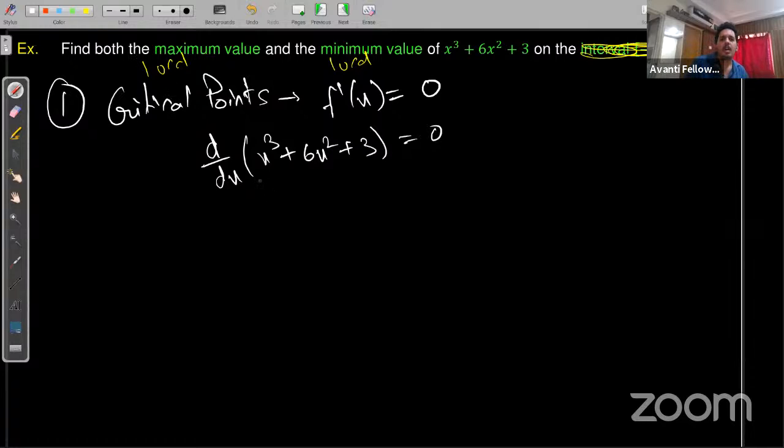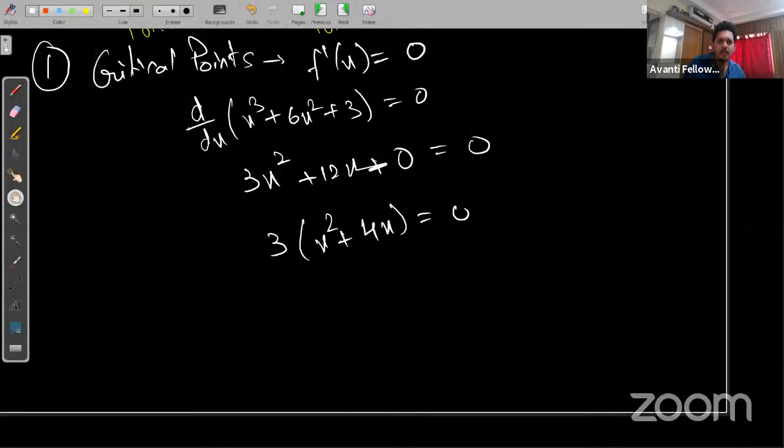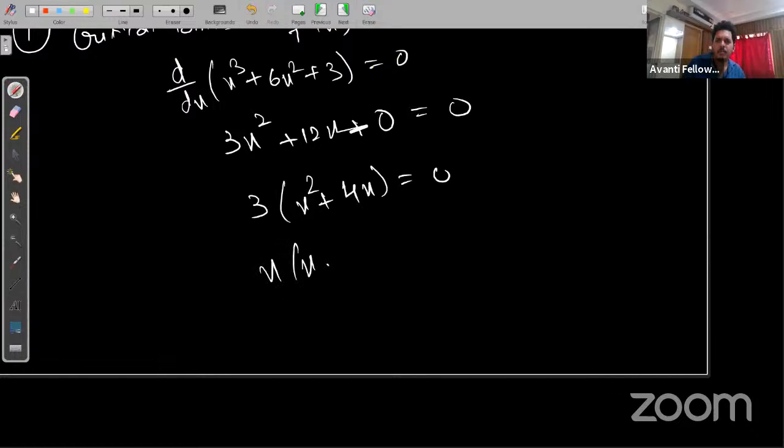Priyanka, excellent. So, for finding local maximum or minimum value, first you have to find critical points. f dash of x is equal to 0. You're getting 3x square plus 12x equal to 0. I have taken 3 common, so it is x square plus 4x equal to 0. So 3 is gone. Ultimately you are getting x into x plus 4 is equal to 0. So what are the critical points you are getting? x equal to 0, minus 4.